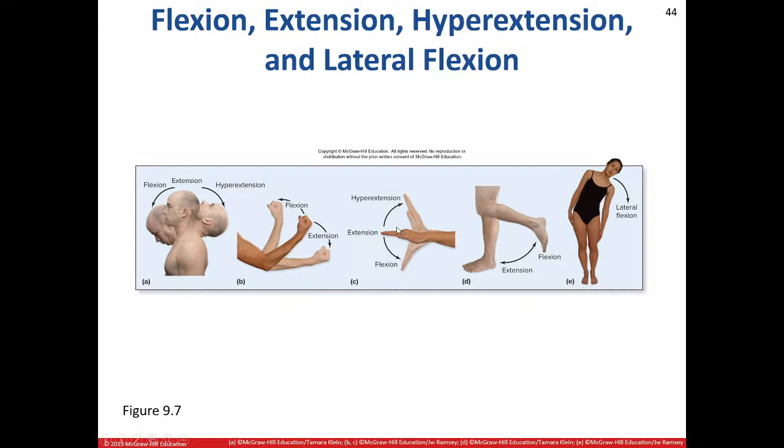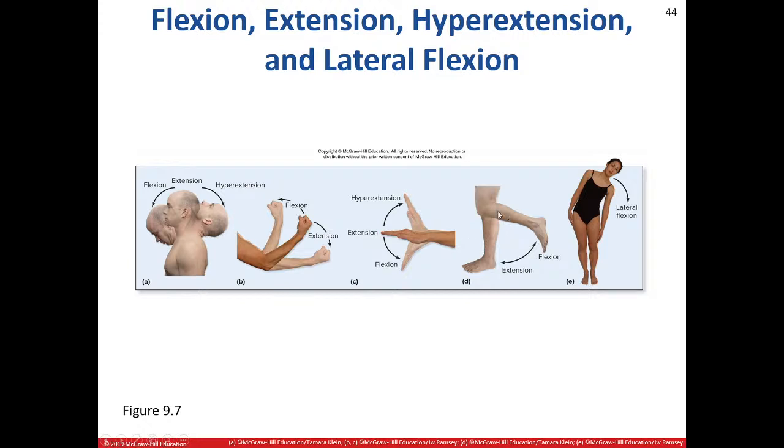We can do it at the wrist too. Arm is straight here. Okay, wrist is straight. That's 180 degrees. Pulling the hand down, we have decreased the angle from 180 to 90. That is flexion. Bring it back up to 180. That's extension. And then increase the angle beyond 180 degrees. That's hyperextension. And that's fine at the wrist as well.